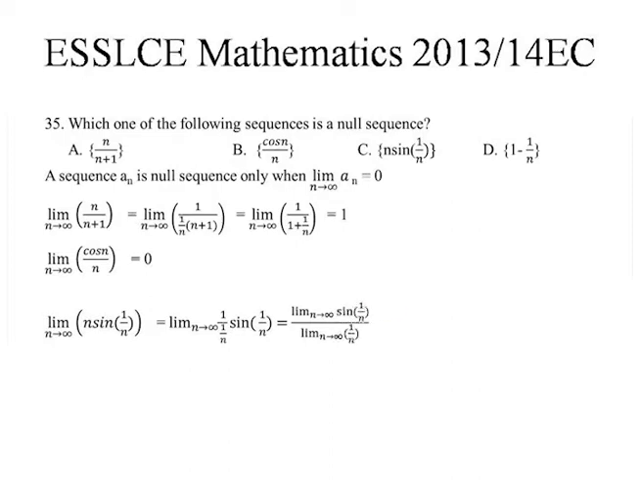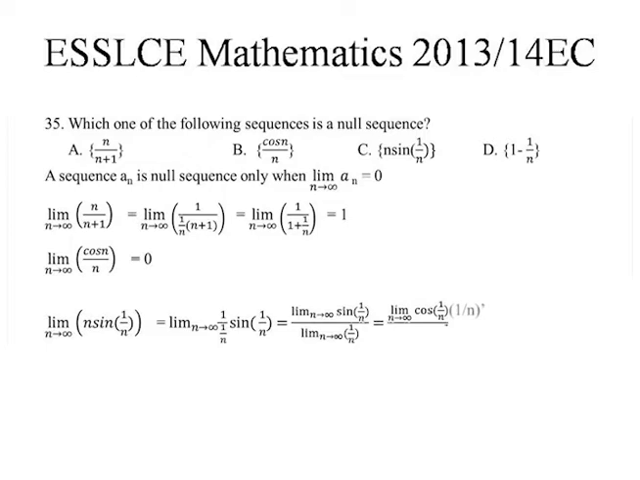As n approaches infinity, 1 over n approaches 0, so sine 0 becomes 0 as the numerator. Again, as n approaches infinity, 1 over n approaches 0 as the denominator. 0 divided by 0 is undefined. In such a case, it is recommended to find the limits of the derivatives of both the numerator and the denominator. Thus, the derivative of sine 1 over n is equal to cos 1 over n times the derivative of the stuff inside, that is 1 over n, divided by the derivative of 1 over n.